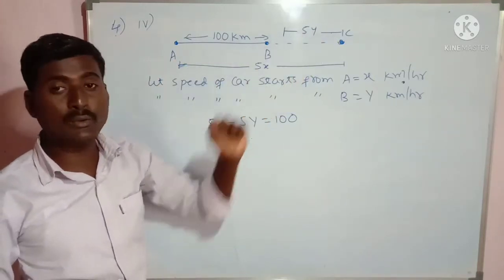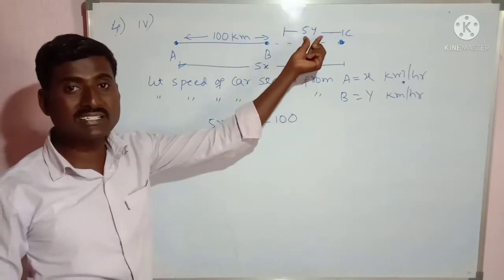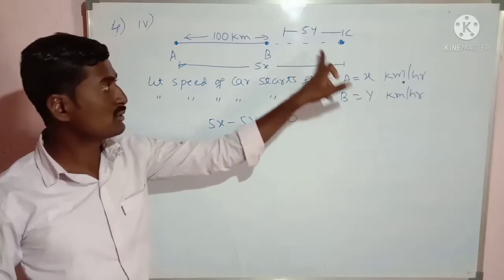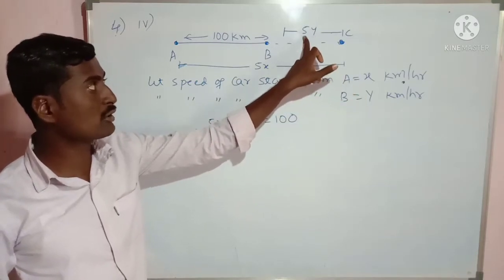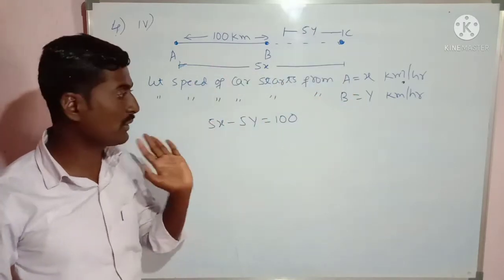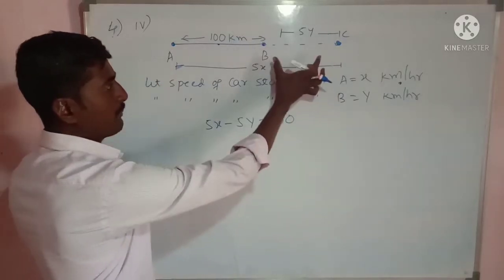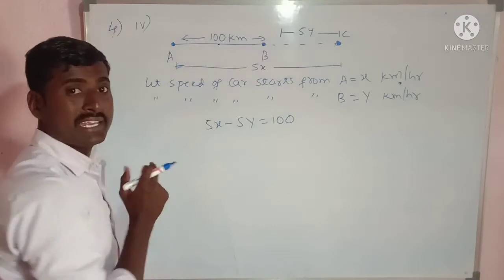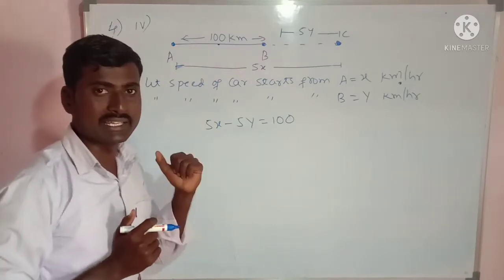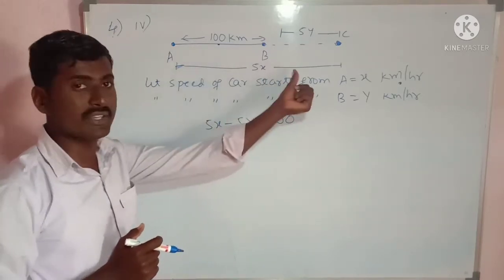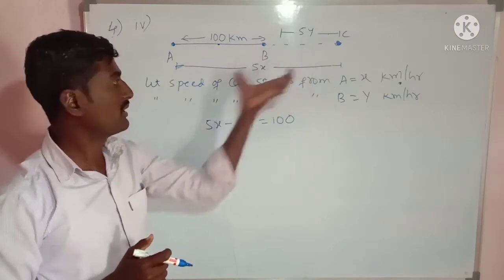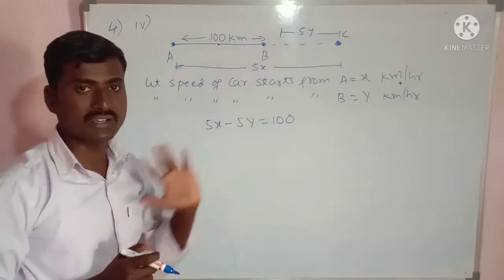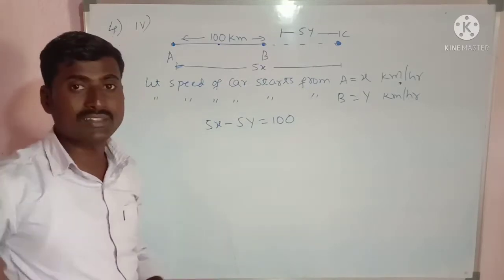And for y, I have taken 5y. It is the distance again: time into speed. The speed of car B is y, so distance equals time into speed, 5y. AC minus BC will give us AB. In that way only I wrote it here. So AC is 5x, BC is 5y, and AC minus BC will give us AB. AB is how much here? It is 100. Now we'll go for the second condition.